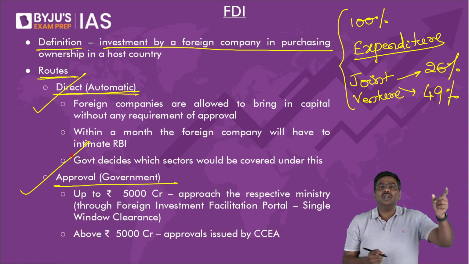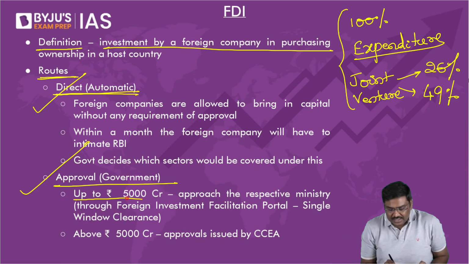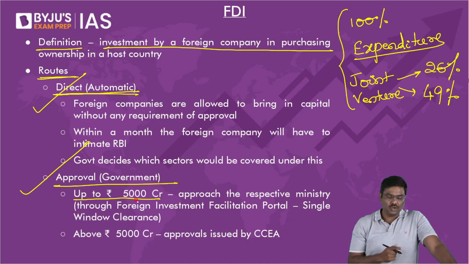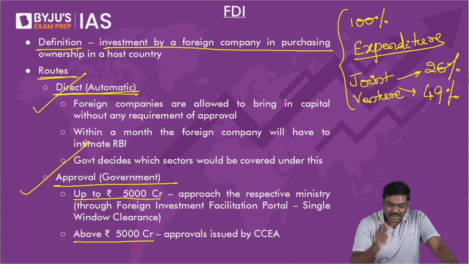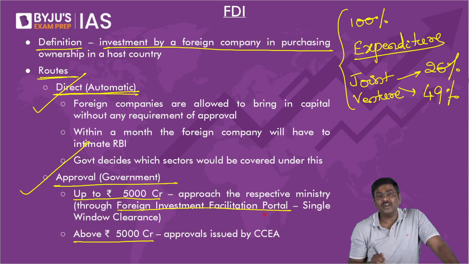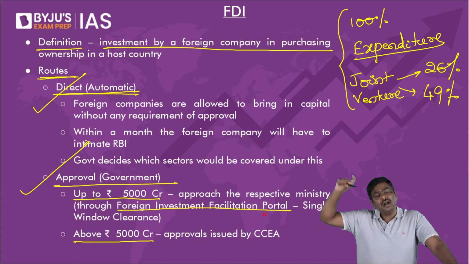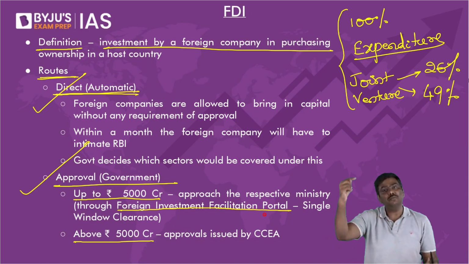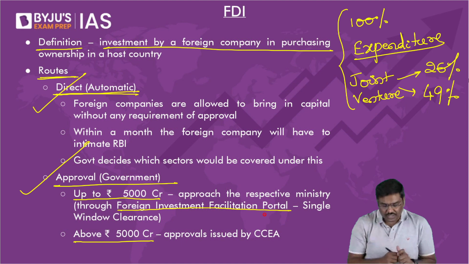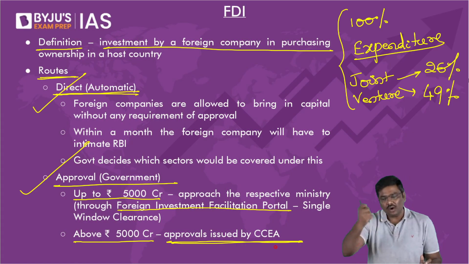And the second one is the approval route. You will have to take the permission of the government. Now, under the approval route, again there are two: up to 5,000 crore rupees, and above 5,000 crore rupees. If you are investing up to 5,000 crore rupees, there is a mechanism that has been set for you, the Foreign Investment Facilitation Portal, FIFP. All the ministries are part of this portal. You will have to apply for licensing approval on the portal if your investment is up to 5,000 crore. And if your investment is above 5,000 crore, then the approvals will be issued by the Cabinet Committee on Economic Affairs.